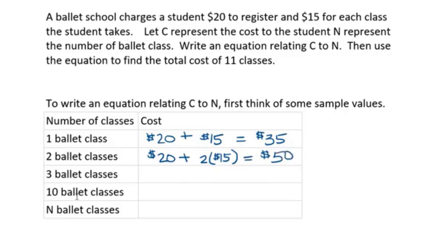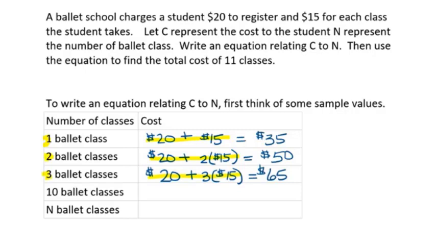But it's not really the final bill that I want you to pay attention to. I want you to try to see a pattern in how we calculate the bill. So let's continue and think about 3 ballet classes. We'd pay the $20 registration fee, plus we'd have 3 times 15. That's going to end up being $65. But again, we're going to focus on this pattern here. Do we start to see a pattern emerging on how we calculate? Is there a relationship between the number of classes and how we calculate the cost?